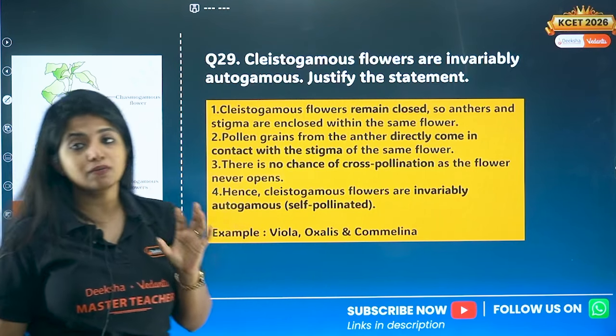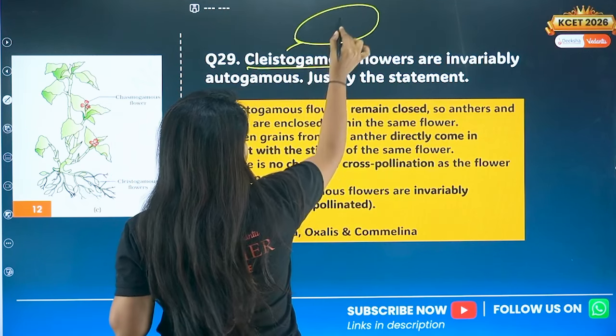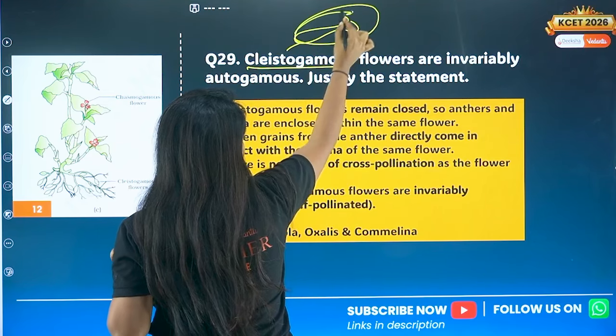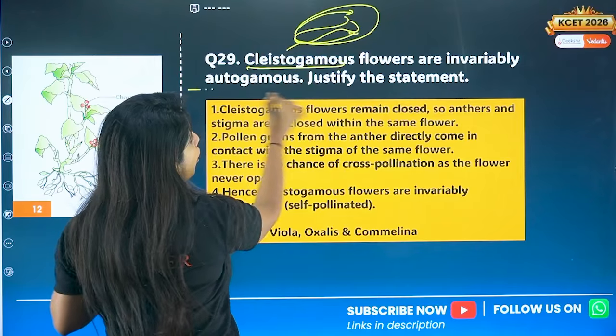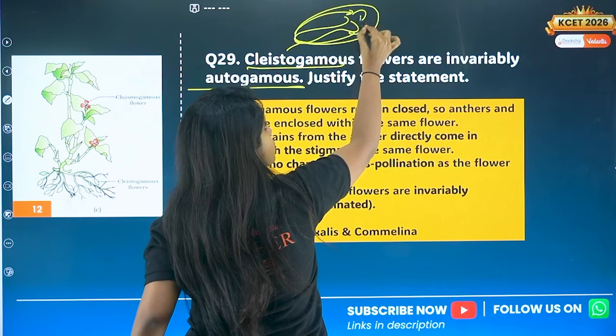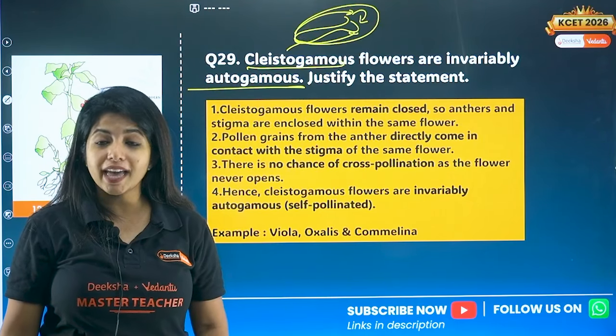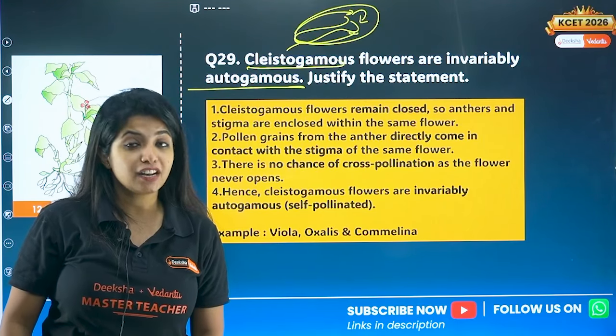Justify the statement. First of all, what do you mean by clistogamous? Clistogamous means closed flowers. They have the female part and the male part, but they are closed. Now, autogamous. Autogamous means over here, the pollen grain of the same flower lands on the stigma of the same flower. This is known as autogamy.